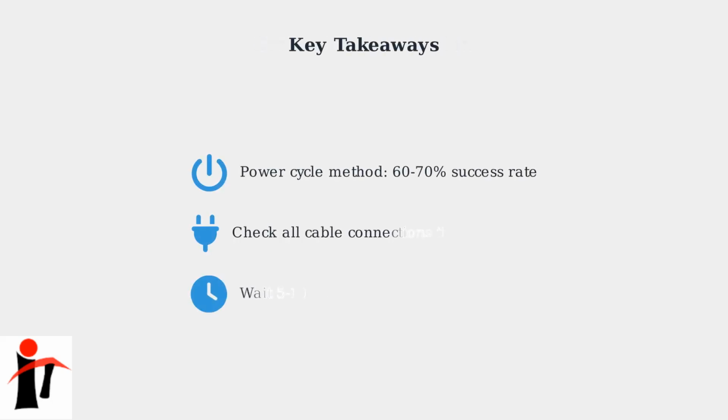The signal travels from the network interface through your residential gateway to the set-top boxes via coaxial cables and splitters. Remember, as of 2025, while firmware updates and hardware revisions have reduced boot loop frequency, they still occur regularly. The power cycle method remains your best first response with its proven 60 to 70% success rate.